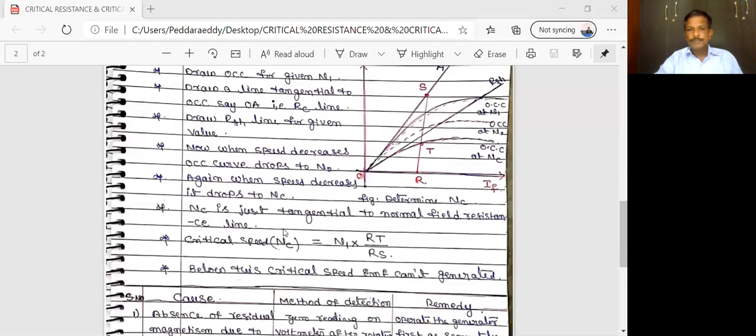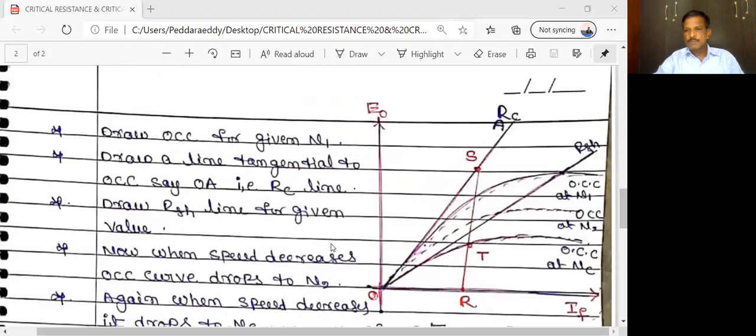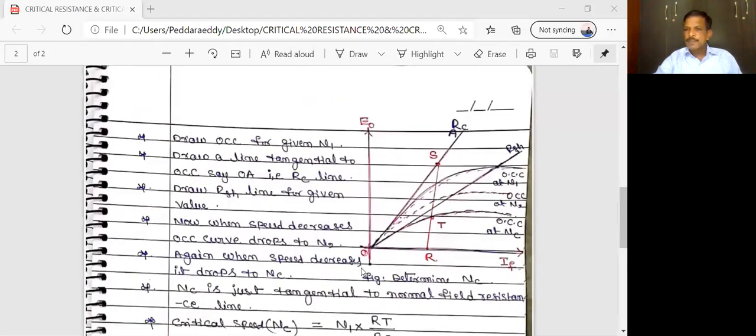Coming to the diagram, this is the diagram for critical speed, same as the previous one. On the y axis we have E0 and on the x axis IF, and we are going to draw the OCC curve. This is the OCC curve for rated speed, and this is the RSH line which cuts the OCC curve at point A, where the maximum EMF is induced.